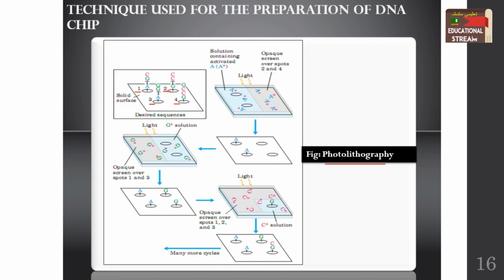Then after that, you can see there is a G on the 2 and 4 spots. Now we will add the opaque screen, and we will add the G. So G will get attached to it. Then after, we will add the C. C will be added to only this one. We will mask with the opaque screen over spots 1, 2 and 3. We will add the C solution, so it will become C, and there will be many more cycles till we get these sequences at the desired positions.